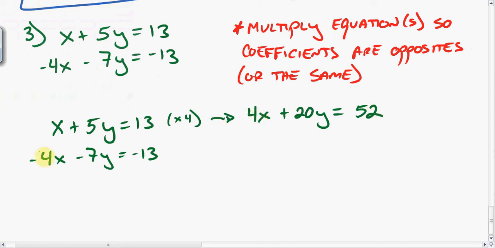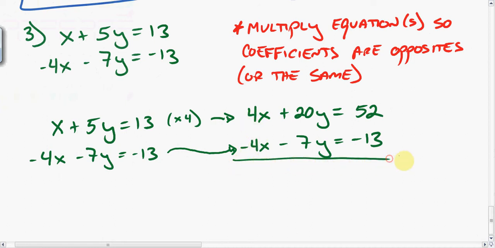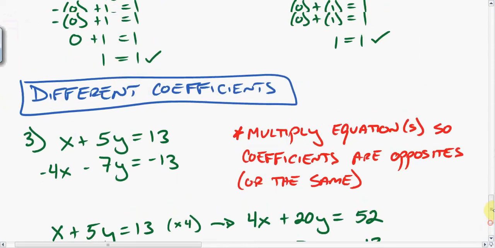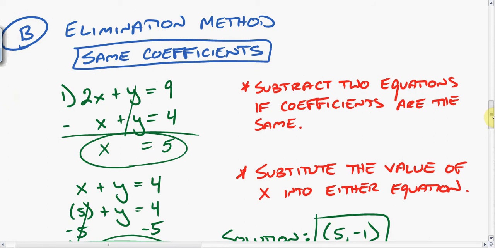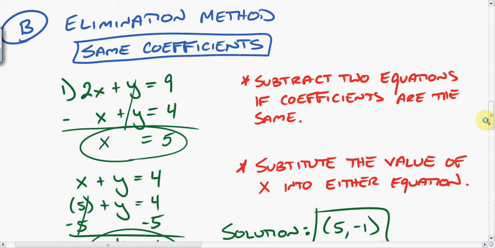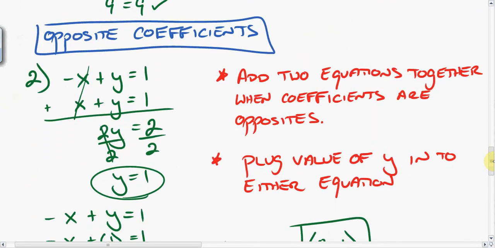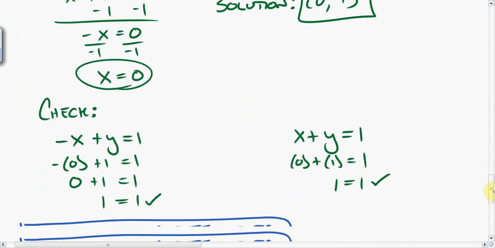Since I've got positive 4x and this is negative 4x, I simply just have to slide this equation over, and I'm going to rewrite it so it's underneath the first equation, and it will be easy to add or subtract. So now, use our knowledge from the previous two problems. Since we have equations and the coefficients are opposites, should we add or should we subtract? If you said add, you would be correct. Elimination method, same coefficients, you subtract. Ours are not the same, ours are opposites, so we add the two equations together.